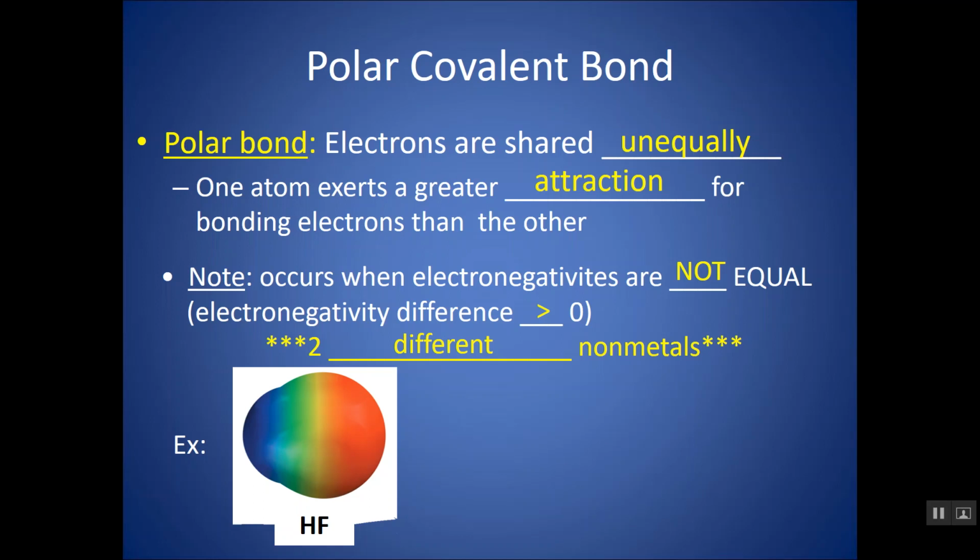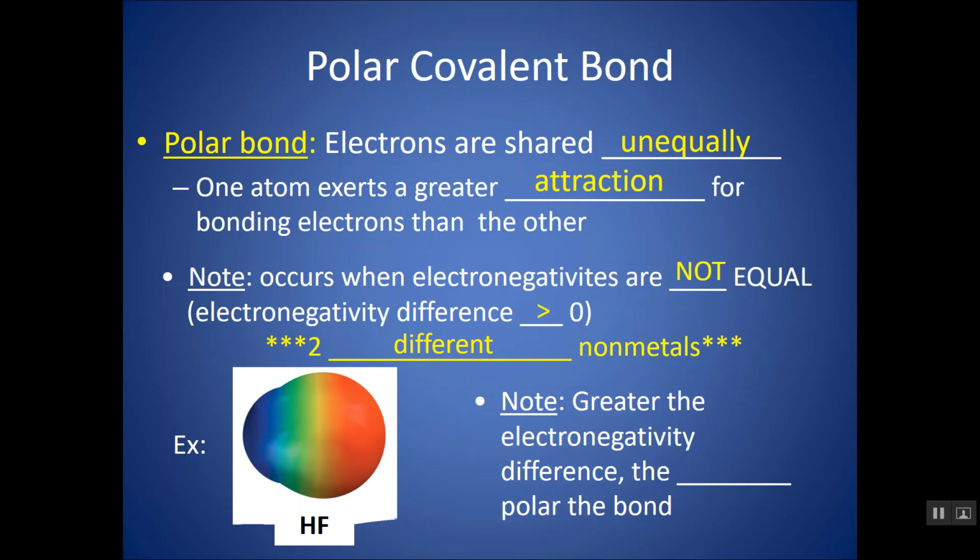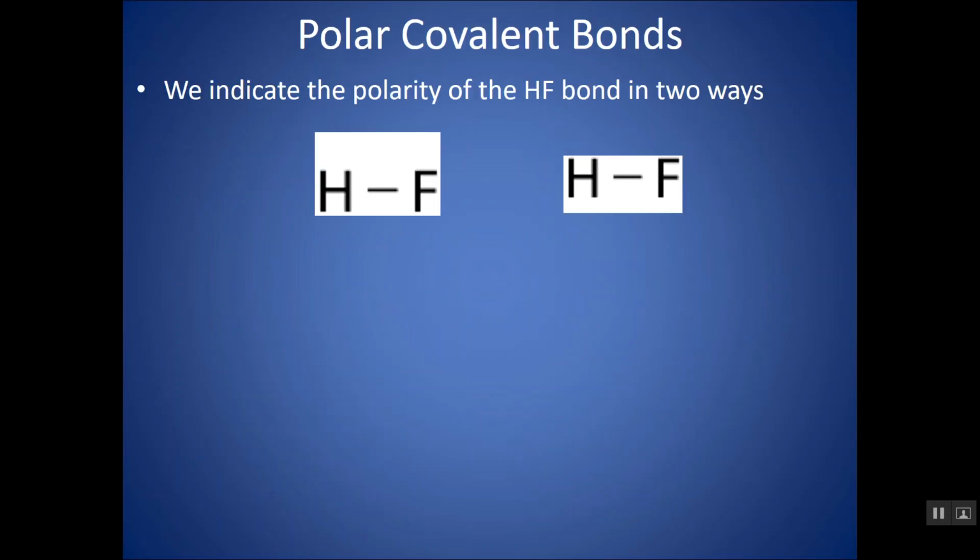For this class, anytime you see two different nonmetals, you can assume that it's a polar covalent bond unless I actually give you the electronegativity values. Then I expect you to look, and if the difference happens to be 0, then it would be a nonpolar covalent bond. The greater the electronegativity difference, the more polar the bond is. How can you indicate the polarity of the bond?